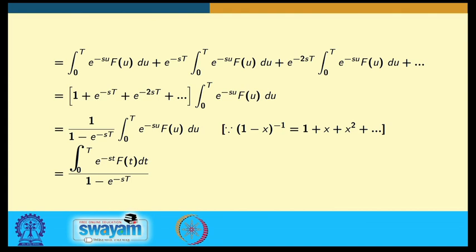Like this way I will get a series 1 plus e power minus s t, e power minus twice s t, and like this. This series is nothing but 1 by 1 minus e power minus s t, into the integral from 0 to t of e power minus s u du, which I can write as the integral from 0 to t of e power minus s t into f t dt. Actually, this capital T will be the small t, because here it is small t into f t dt.